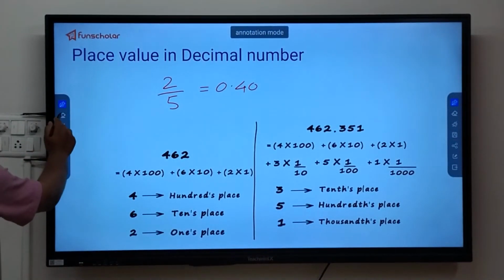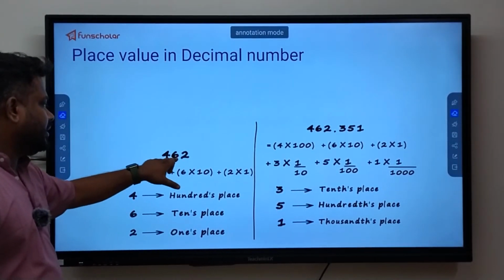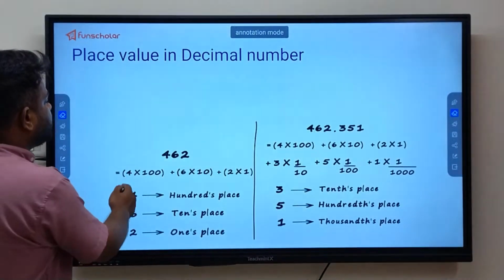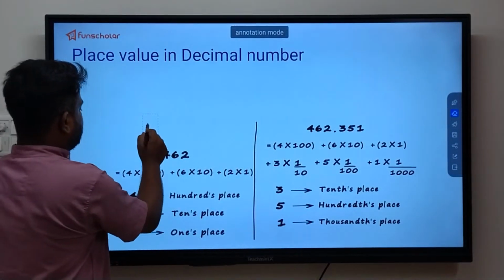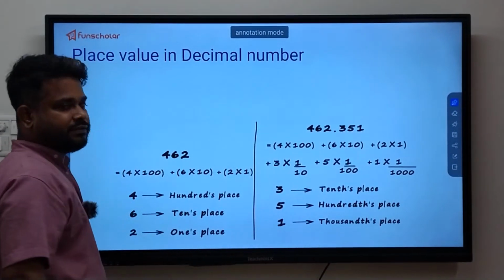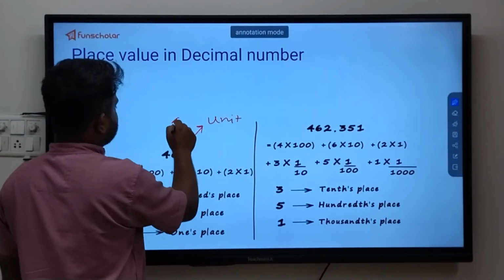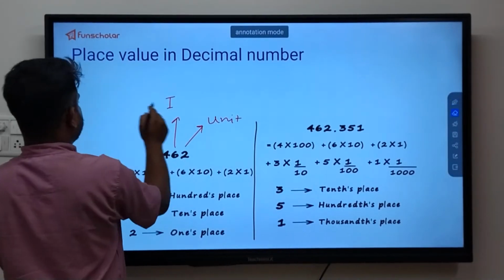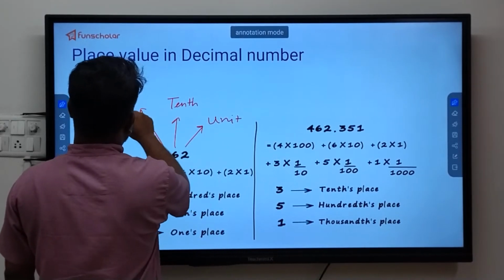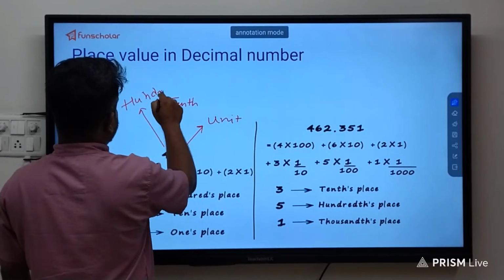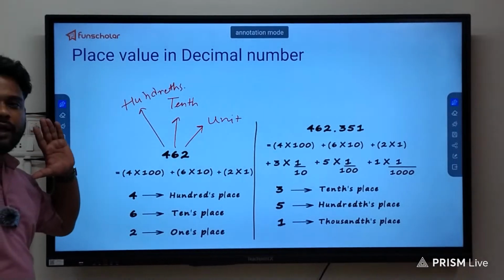Okay, so here in the first example we can see that it's a 3-digit number which is 4, 6 and 2, and we already know from class 4 that this number has a place value. This is in the units, this is in the tens, and this is in the hundreds. Okay, so this goes for all kinds of whole numbers.